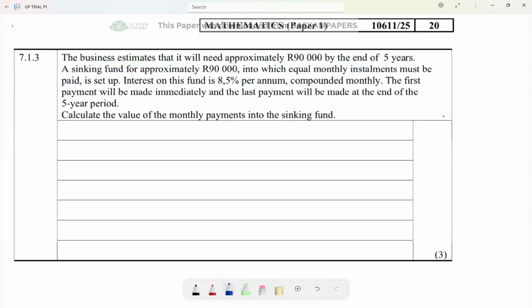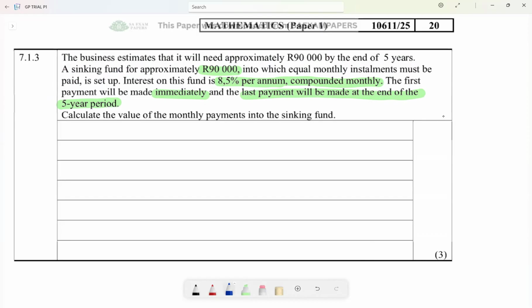First things first, the sinking fund should be 90,000, and then the interest is per annum, compounded monthly, and then the first payment will be made immediately. And the last payment will be made at the end of the 5 year period. Now, before we do any calculations, let's collect the data.